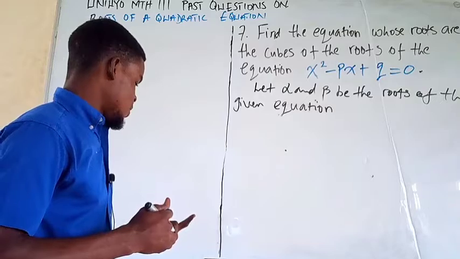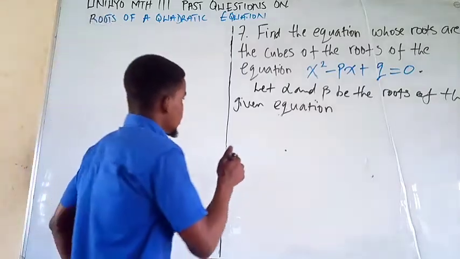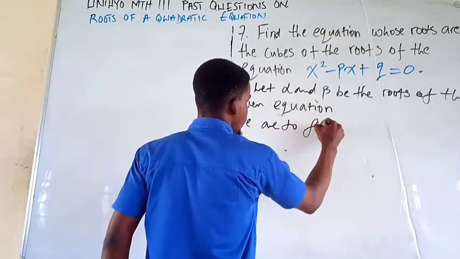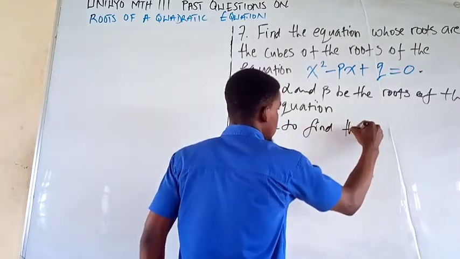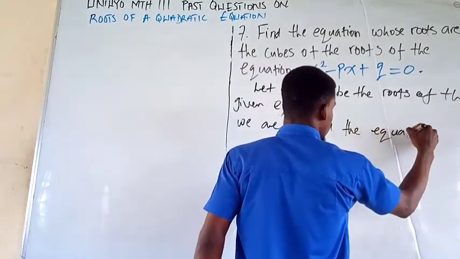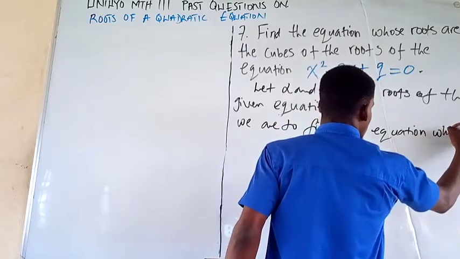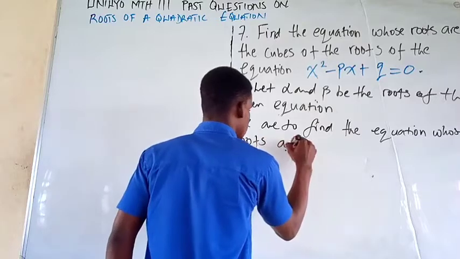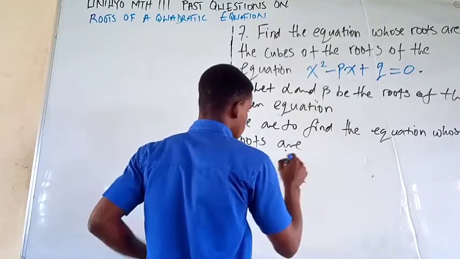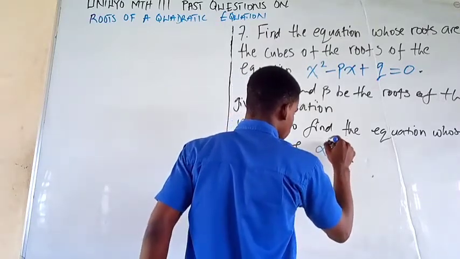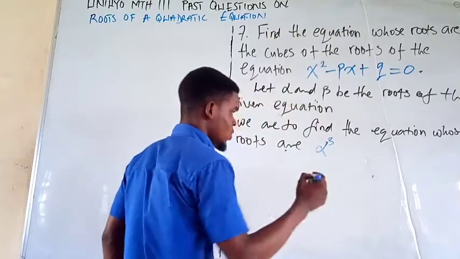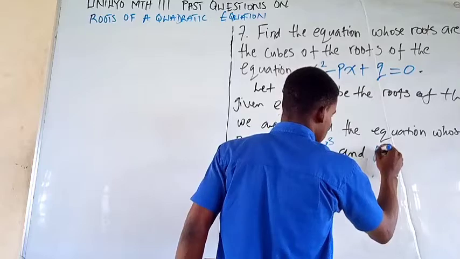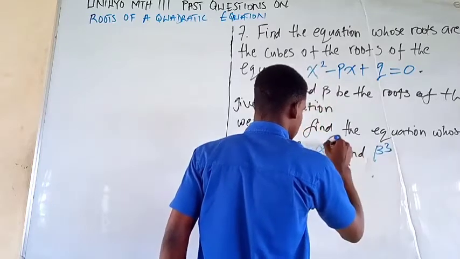So by cubes, that means we have to find the equation whose roots are alpha cubed, whose roots are the cubes, okay, and beta cubed, like that.